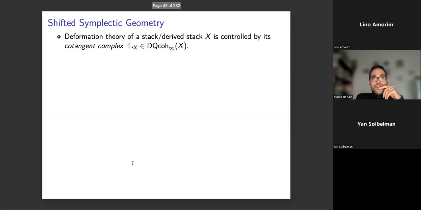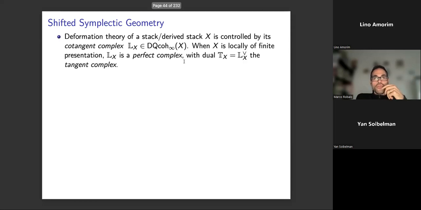Very briefly, the idea is that if you have a stack, let's say an algebraic stack, but any derived stack, it is controlled by the deformation theory, which is controlled by the cotangent complex, an object in the derived category of X. Once you have this cotangent complex, you can ask when it is dualizable. Every time X is of finite presentation, this complex is dualizable, as a perfect complex. The dual, let's just call it the tangent complex.